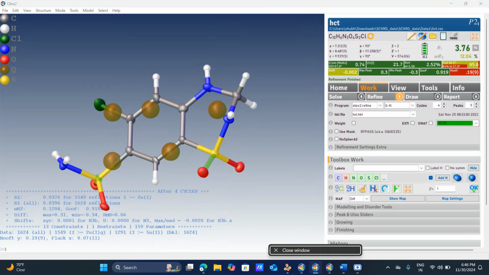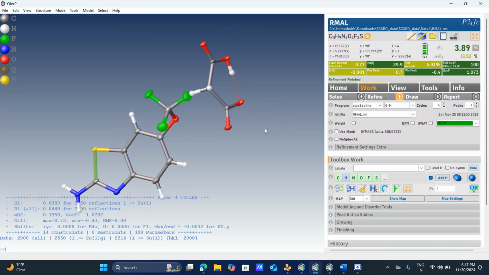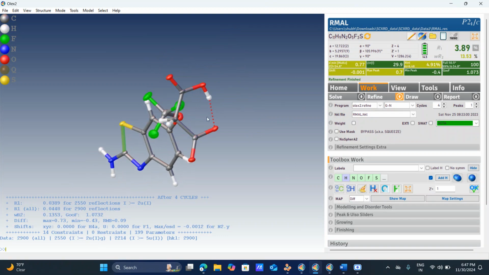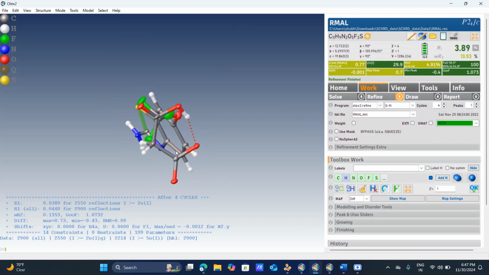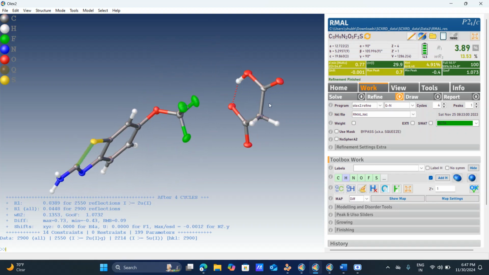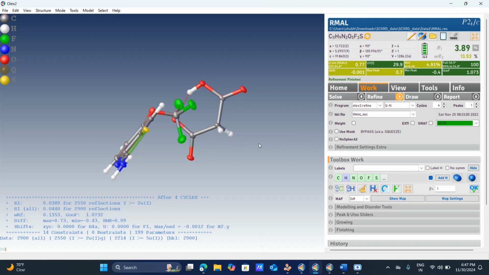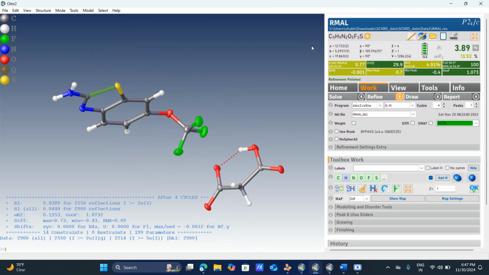Let me just go here. Oh, I just opened this thing. Okay. This is the malonic acid with a molecular formula of C11H9N2O5F3S, and it's a 3.89 R factor. And you can also show the hydrogen bonding here. So basically one of the oxygen atoms is making hydrogen bonding with the hydrogen atom here. You can just observe it here. Yeah, this is one hydrogen bonding observed. We will see more about hydrogen bonding in the Vesta software.